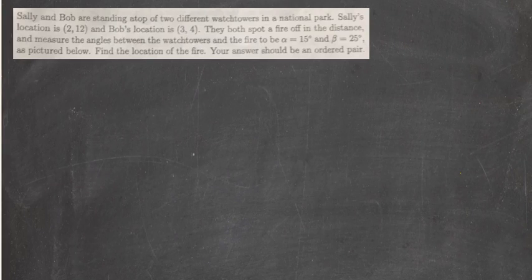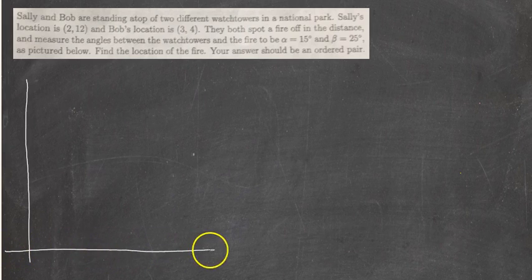Okay, so Sally and Bob are standing atop two different watchtowers in a national park. Sally's location is, so these are coordinate pairs, so I'm going to have to create a Cartesian plane and then insert Sally and Bob's locations. Sally's location is at (2, 12). I'm going to label them on the axes to keep my numbering out of the way. And Bob's location is (3, 4). So this is Sally, this is Bob.